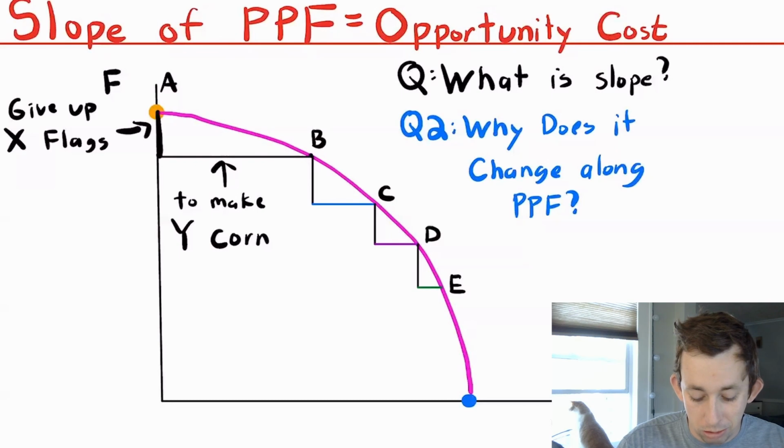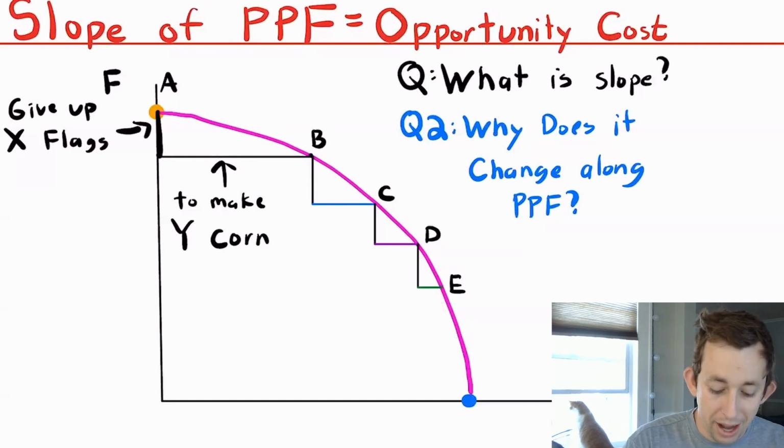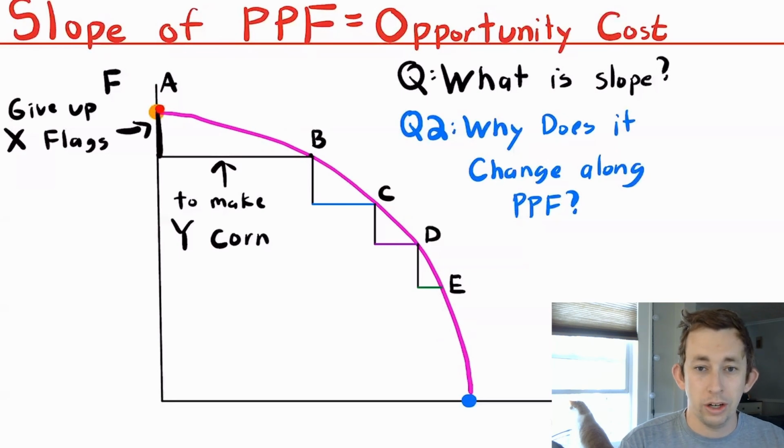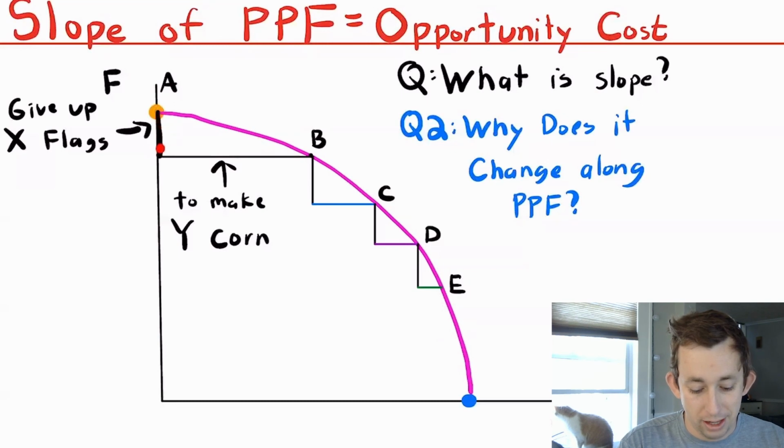Why does it change along the PPF like this, and why does it get really steep at the end? Well, you can imagine when we're only making US flags, and this orange point represents the point at which we're only making US flags, we've got every single worker involved in making US flags, and so they're probably getting in each other's way a little bit. But if we take away some workers from that factory, we give up being able to make a little bit of US flags, and we put those workers in the field, well, no one is currently in the field, so they're probably going to be able to crank out a lot of corn even just with a few workers in the field. So we get a lot more corn that we can make just by giving up a little bit of US flags.